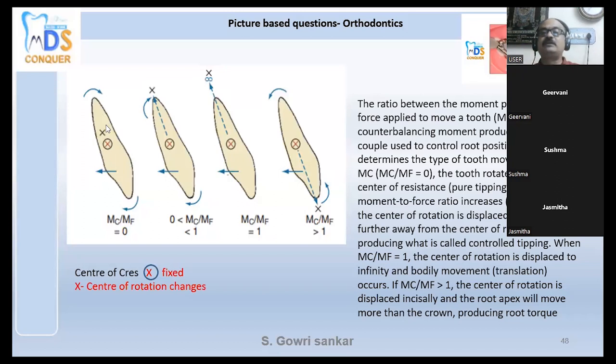So next comes, if I am able to give a little bit of counter moment, so that there won't be much moment created by the original force, then this becomes controlled tipping.